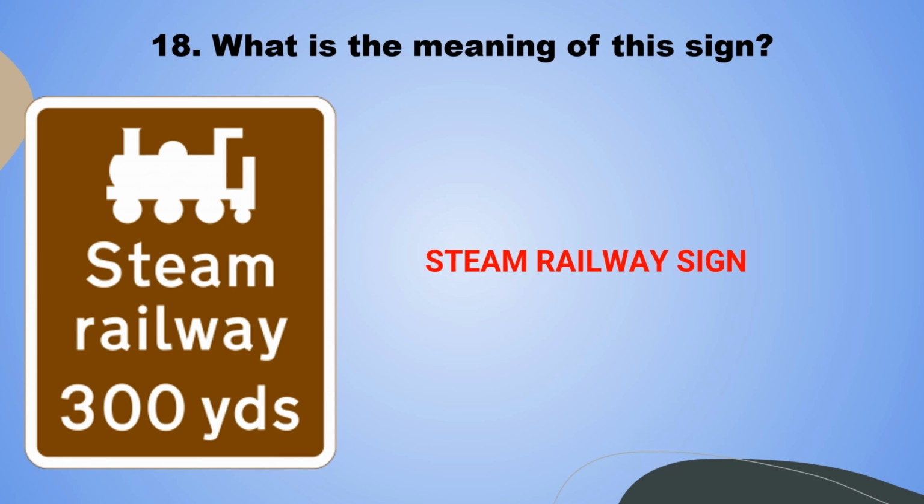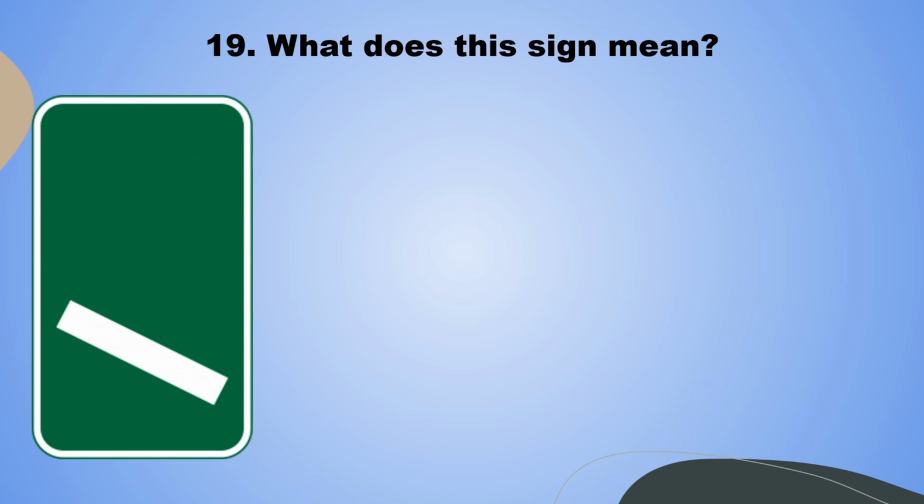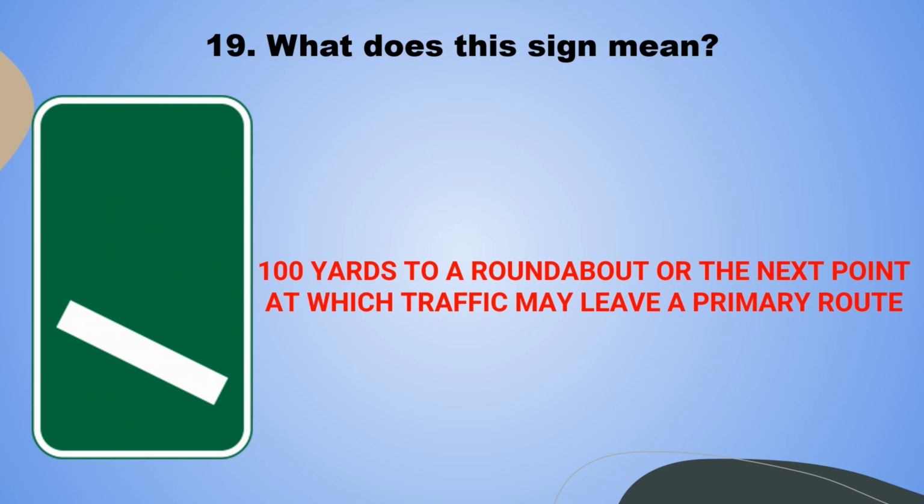Let's have a look at the next sign. What does this sign mean? You need to pay attention at the following few questions, because the signs will look very similar, but they are different. So just pay attention, please. So you see the sign here. This particular sign means that there are 100 yards to a roundabout or the next point at which traffic may leave a primary route.